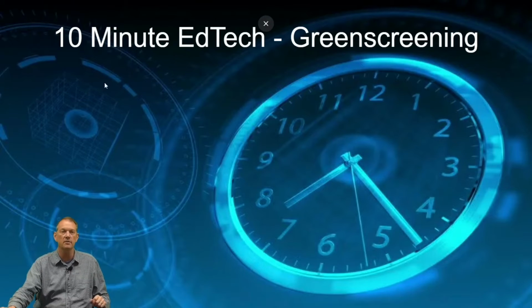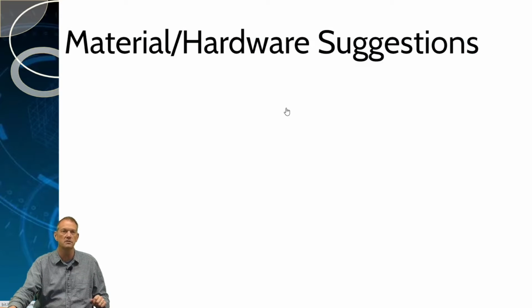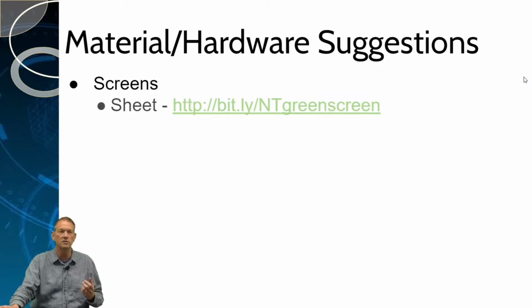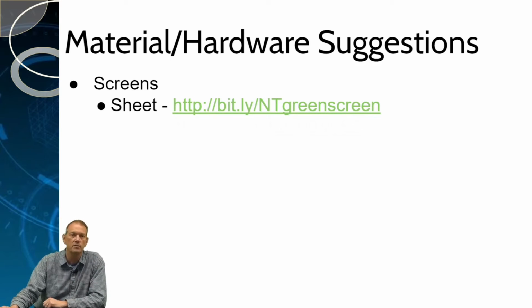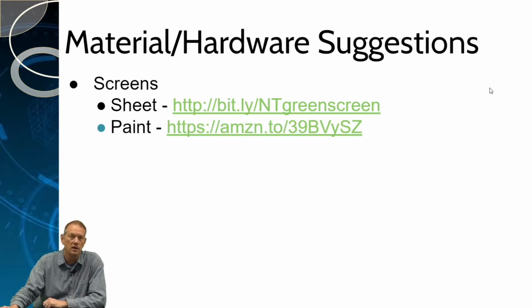I've got some bit.lys that I want to show you as far as hardware materials, because the first thing you need is your stuff. You need some kind of a green screen. I'm in front of a painted wall, but at home in my basement I use this bit.ly right here as a green screen. It's $23 on Amazon right now.